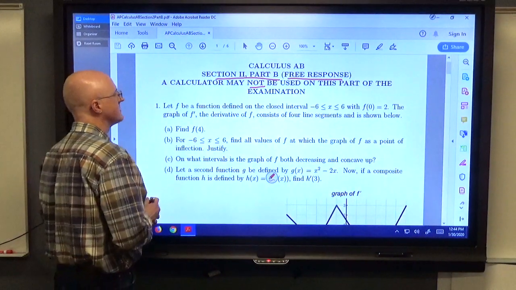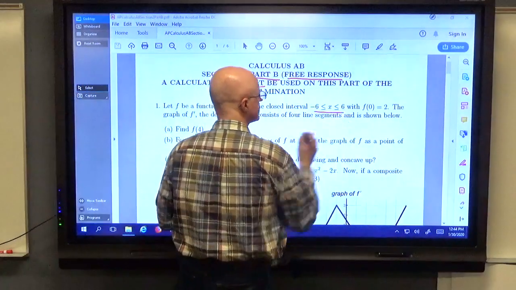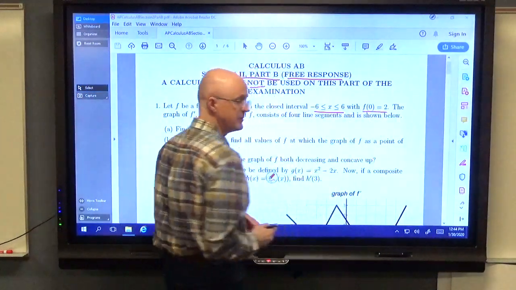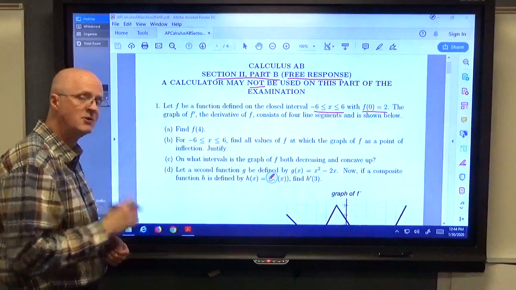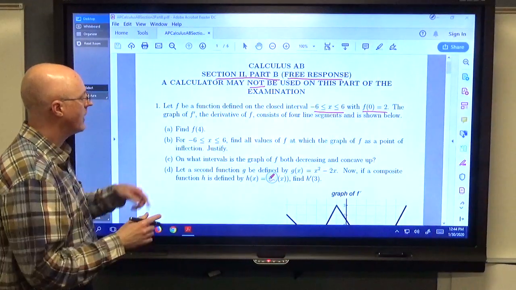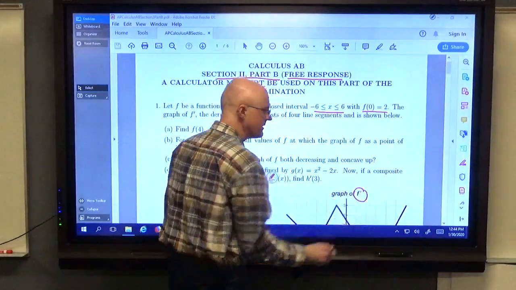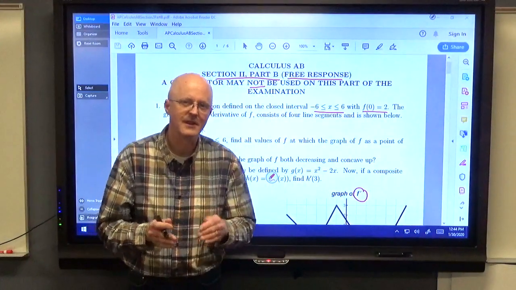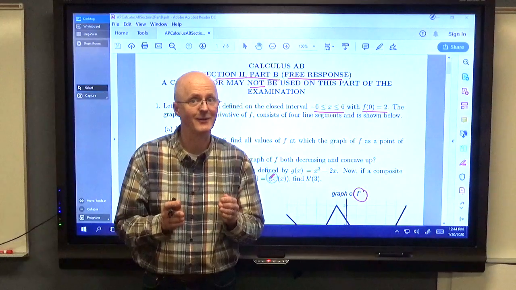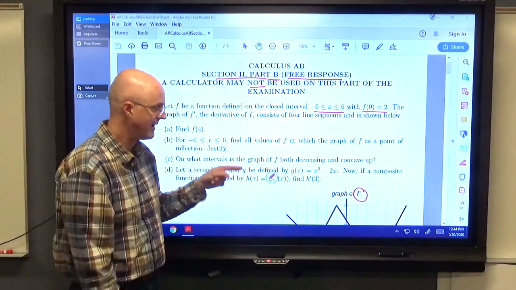Let f be a function defined in a closed interval from -6 to 6 with f of 0 equal to 2. Really important to keep track of details like that. What you see down here, partially, is the graph of f prime, the derivative of f, not f itself. That's really key to getting this problem right. That's the graph of f prime.